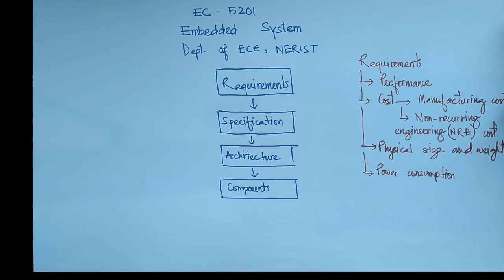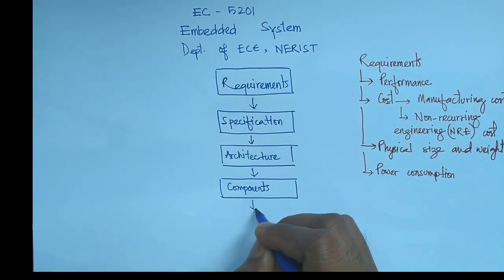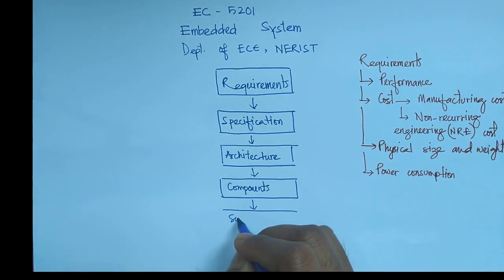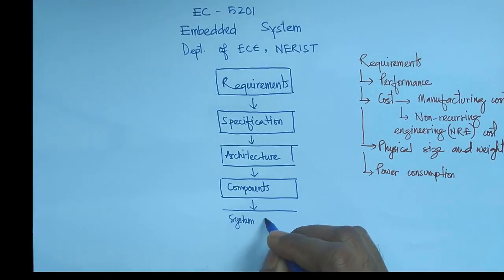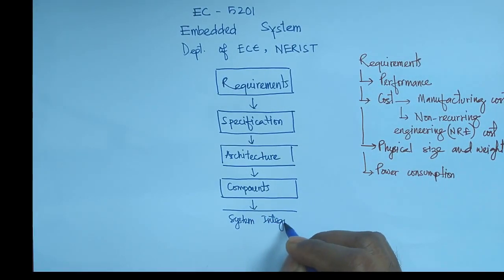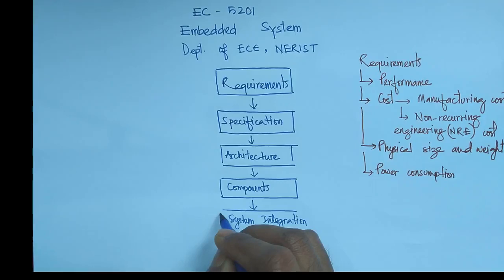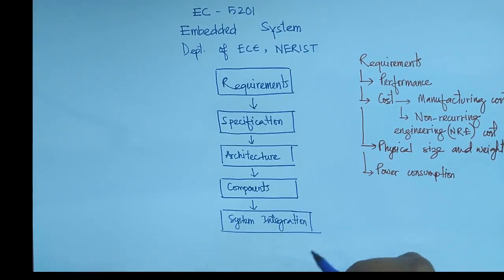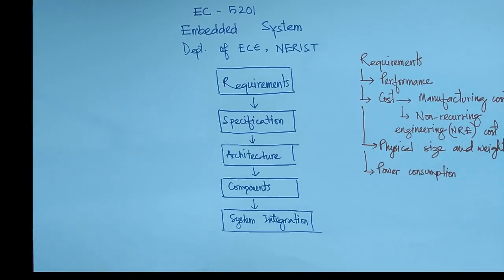Now the final thing after having the component is the system integration. The system integration is the final process. Now what is system integration? The name itself implies that it is integration of all the components which we have designed in the upper process.